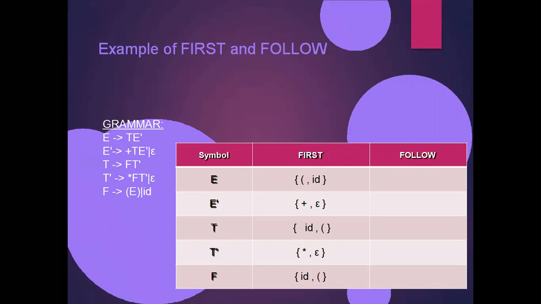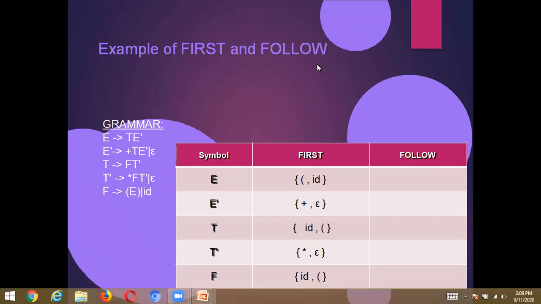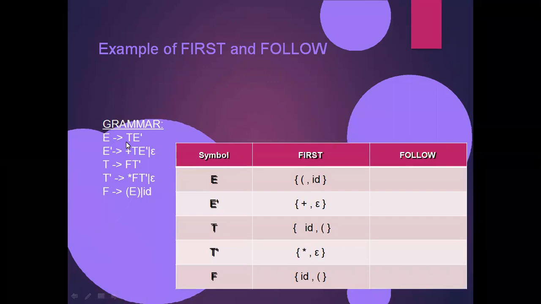Now, the follow function. What is follow of E? Which is the starting symbol in the given grammar? E, right? So for this E, we need to place a dollar. That is the rule from the given algorithm for the follow function. For the starting symbol E, we need to place dollar.